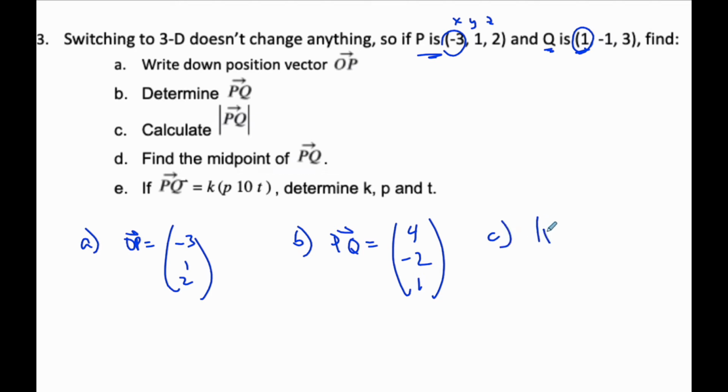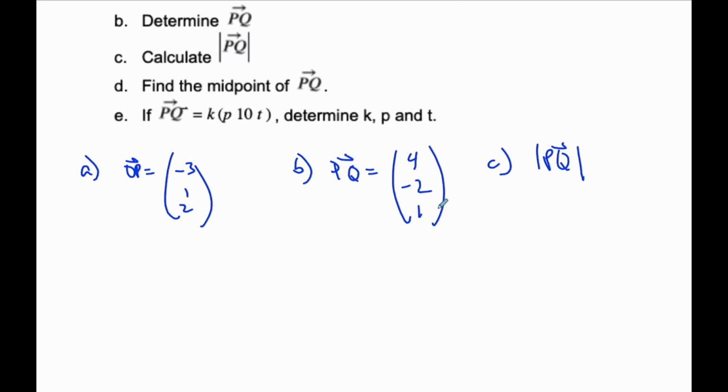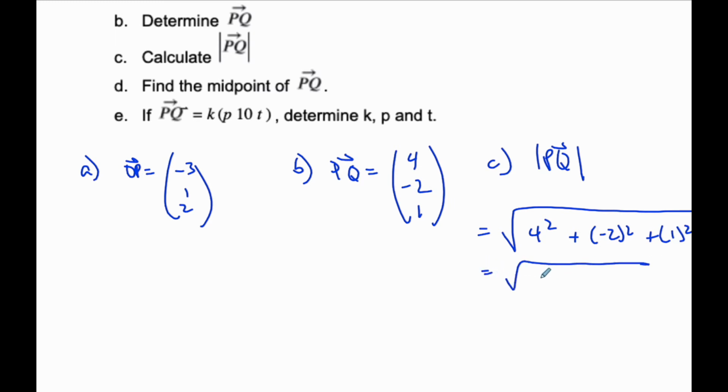Now, finding the magnitude of PQ, well, we just take our formula for magnitude and we expand it to 3 dimensions. And so that's going to end up being the square root of the x value squared plus the y value squared plus the z value squared. So I get the square root of 16 plus 4 plus 1, which is equal to the square root of 21, is the exact value of the magnitude of PQ. That's how long the vector is.